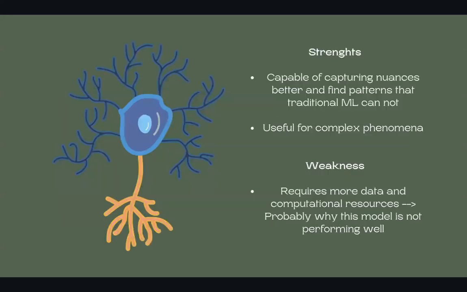A strength of deep learning models is that they are capable of capturing nuances better and finding patterns that traditional machine learning models cannot. Thus, they are useful for complex phenomena. However, for these models to work appropriately, much more data is required. Since my dataset was not so large, this is probably why it failed.